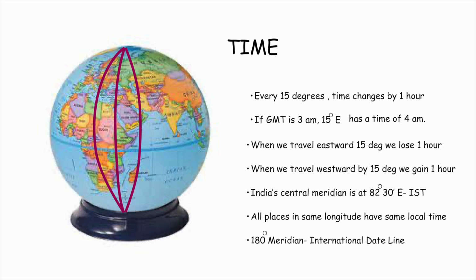But in large countries, they have many time zones. The local time of the central meridian of the country is adopted as the standard time of the country. For example, India has adopted 82 degrees and 30 minutes east meridian as its central meridian, and this is called Indian Standard Time.